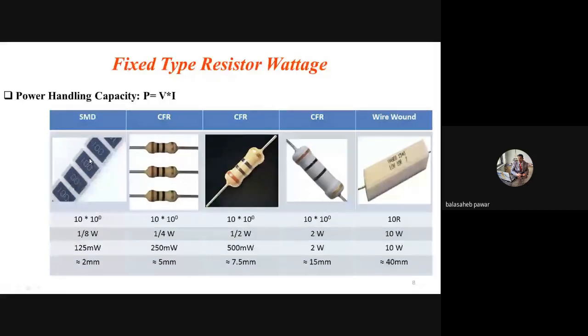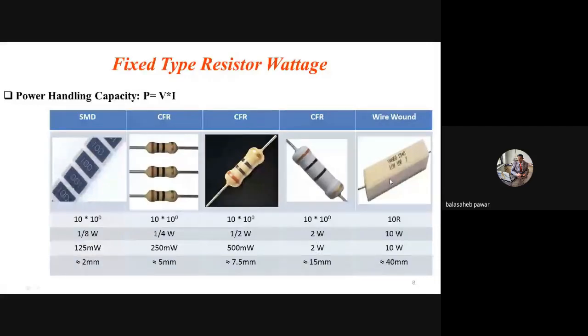Then the resistors you use in our lab during your regular practicals are quarter watt, which is shown in the second column, and its power handling capacity is written as 1 by 4 watt. That means quarter watt, and that is nothing but 250 milliwatt. The resistor you might have seen somewhat larger than the CFR which we use is half watt, that means 500 milliwatt. Then this resistor is 2 watt and the last one is 10 watt.